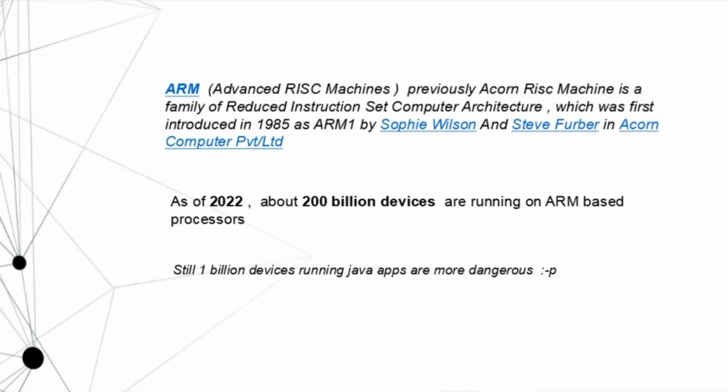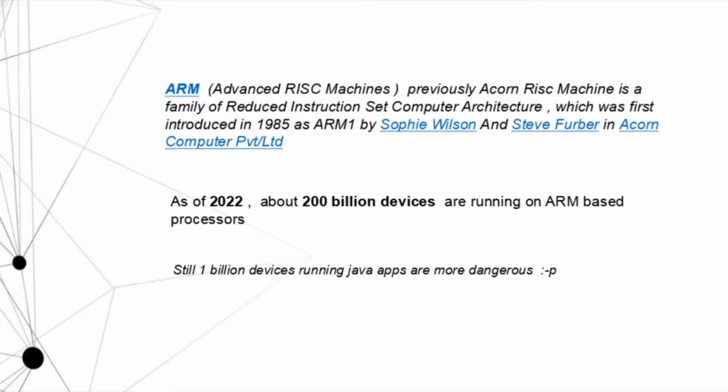Talking about the history first, ARM, or Advanced RISC Machine, was created by Sophie Wilson and Steve Furber in Acorn Computers Private Limited. If you want to know more about ARM, you can look into the Wikipedia page. As of 2022, about 200 billion devices are powered by an ARM processor. If you are thinking that all of these 200 billion devices run on the same type of ARM processor, then you are wrong. There are several profiles by which the usages of ARM processors are differentiated.